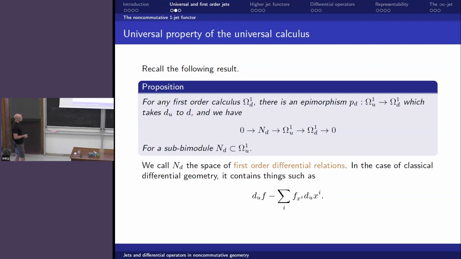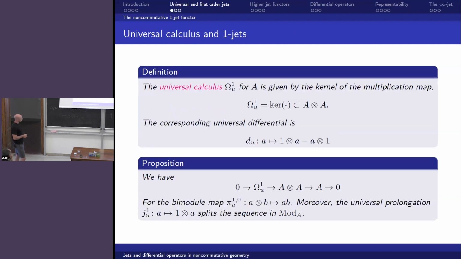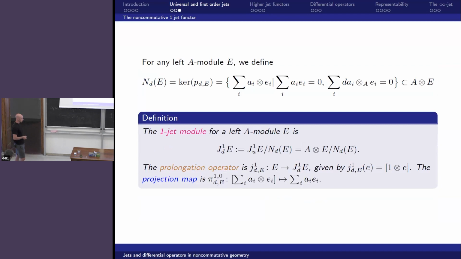And since omega 1 D is a quotient of omega 1 U by N D, you can use that sequence related to this sequence. So if you view N D including in here, there's an isomorphism with N D sitting here. You consider the cokernel short exact sequence here and use the snake lemma. You end up with a corresponding short exact sequence where the object in the middle is of this form. And this is what we would call the one jet for your differential calculus, omega 1 D.